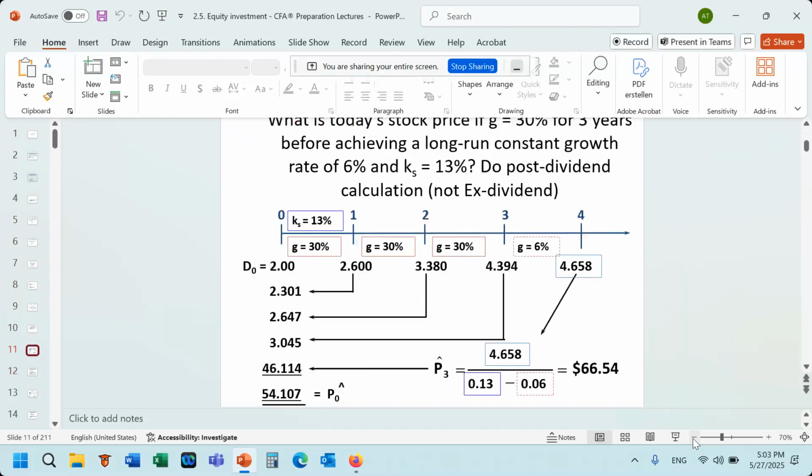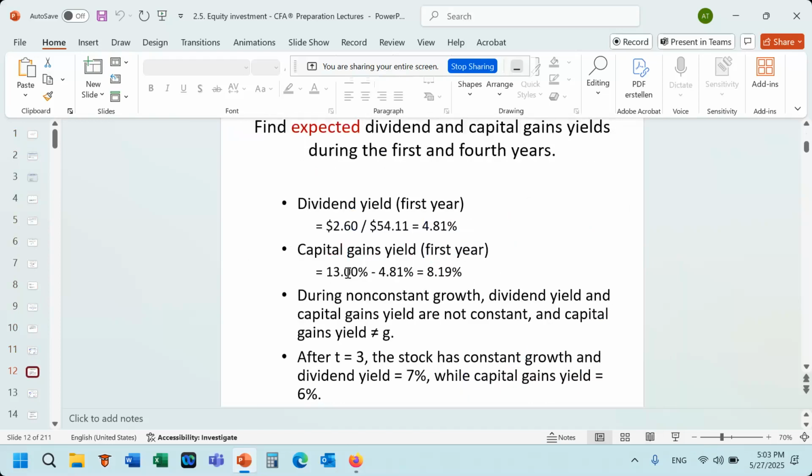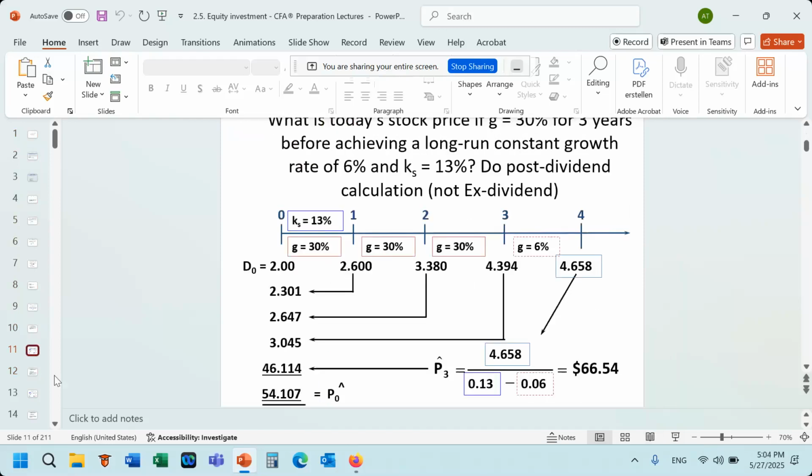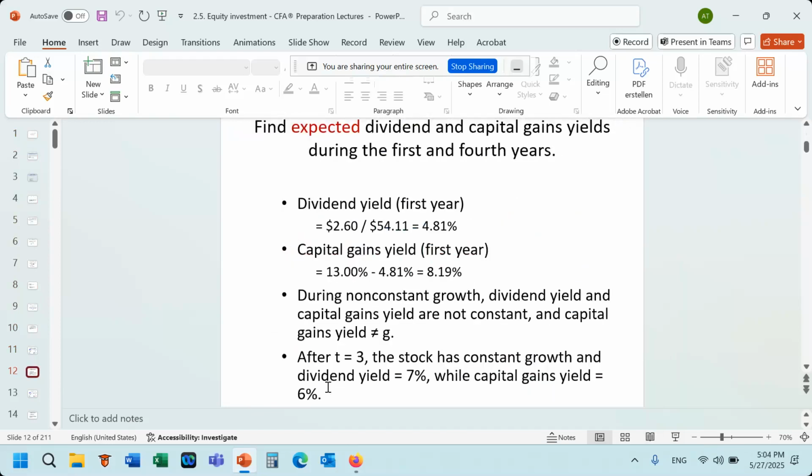Going back to the timeline, you see that at year 1 we get $2.60 of dividend, and that should be divided by the stock price at time 0, which would be our current investment to receive that dividend, and that's the $54.10 that we estimated at the bottom of slide 11. And that would give us 4.81% dividend yield.